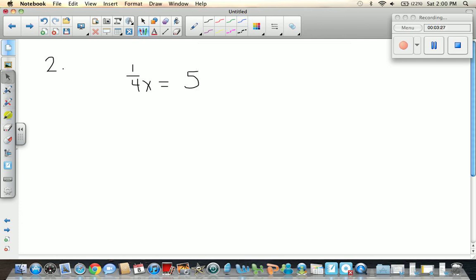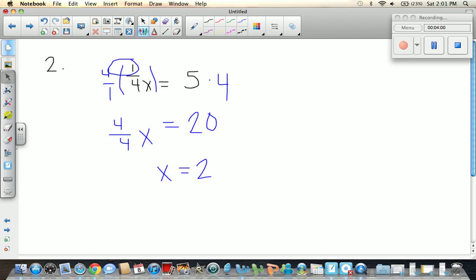So in this problem, the reciprocal of 1/4 x is 4/1, which is 4. So I'm going to multiply both sides by 4. And on the right side I get 20. And on the left side, when you take 4 and you multiply it by 1, you get 4. When you take 1 and you multiply it by 4, you get 4. So we get 4/4 x, which equals 1x. So the answer to number 2 is x equals 20.